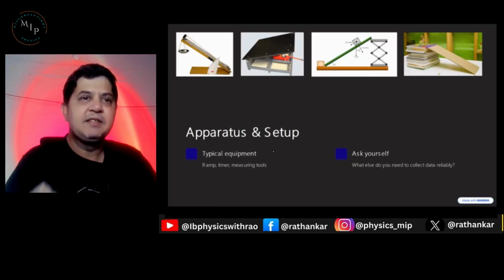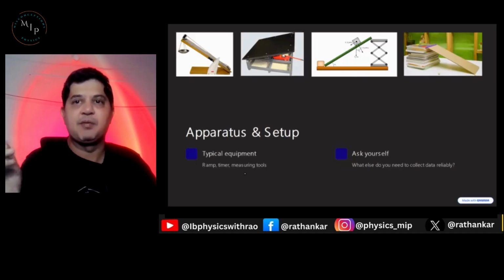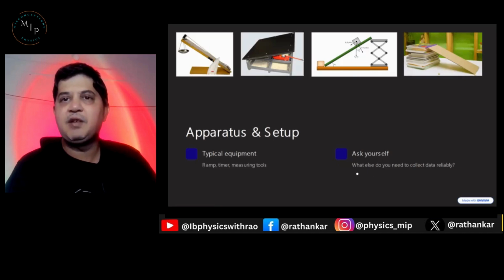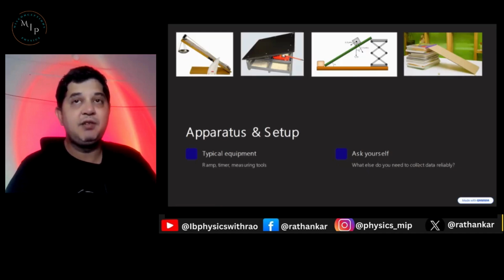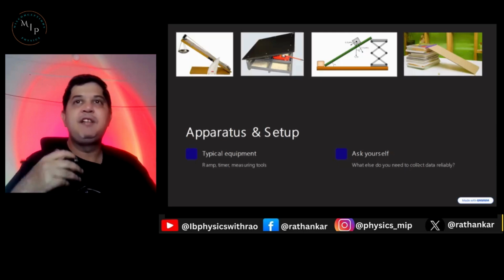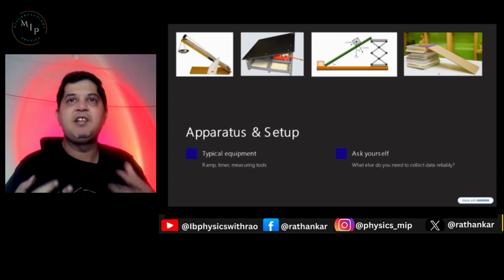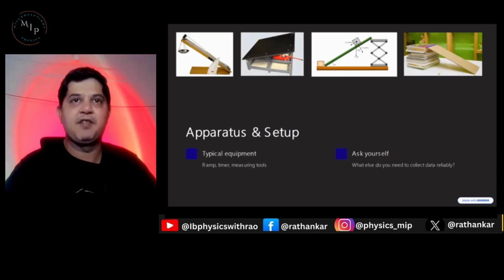Next, what else do you need over here? You need a ramp, a timer, and a measuring tool. You can use a mobile, or whatever you want. And what else do you need to collect the data reliably? You need to put a tabular column appropriately. You should see to it that there are no environmental influences, such as people coming and disturbing you. All these things should not be there. You have to be very careful.